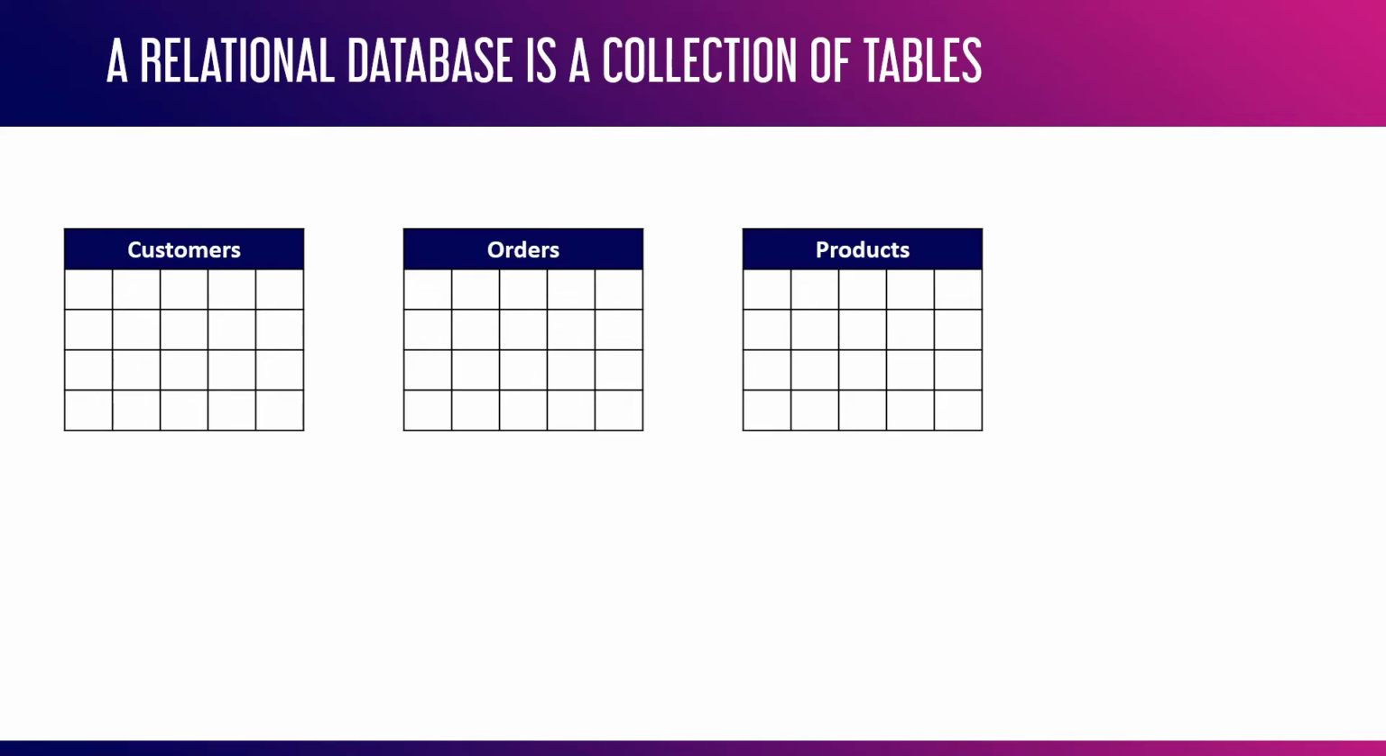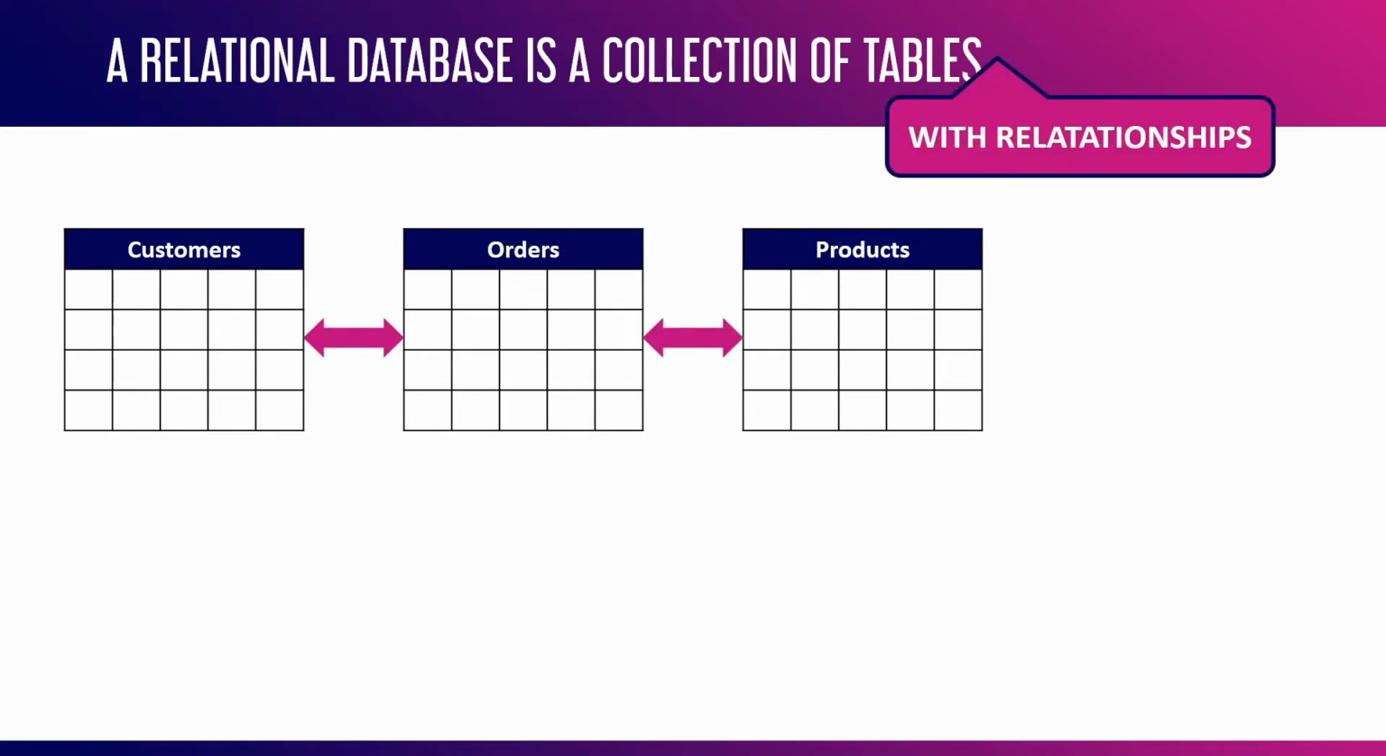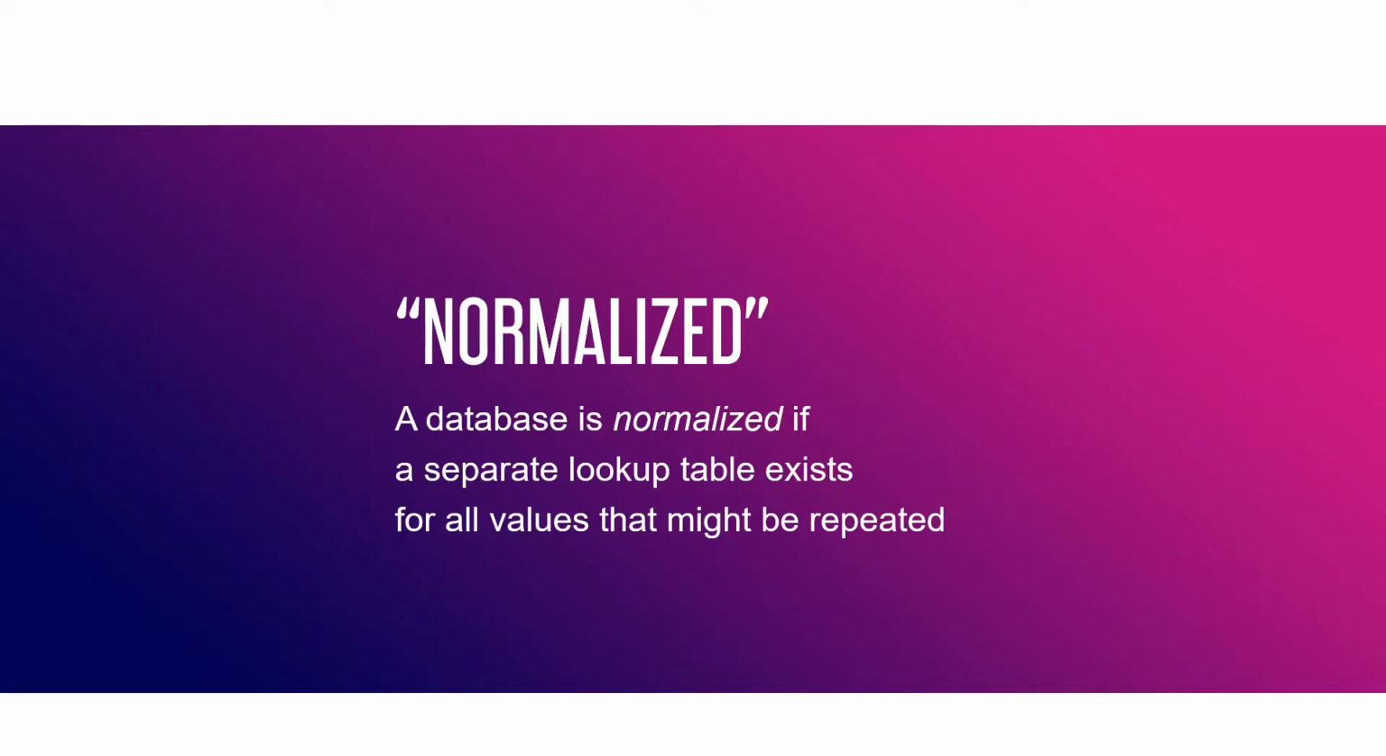We opened up by saying that a relational database is a collection of tables, and that's true. But now we know that it is a collection of tables with relationships. Every order is associated with one customer, and every order is associated with a product. There are relationships between the tables. What we just did was normalize this database by separating out the duplicate values. We separated the customers into their own table, we separated the products into their own table. That is called normalizing the database. A database is normalized if a separate lookup table exists for all the values that might be repeated.